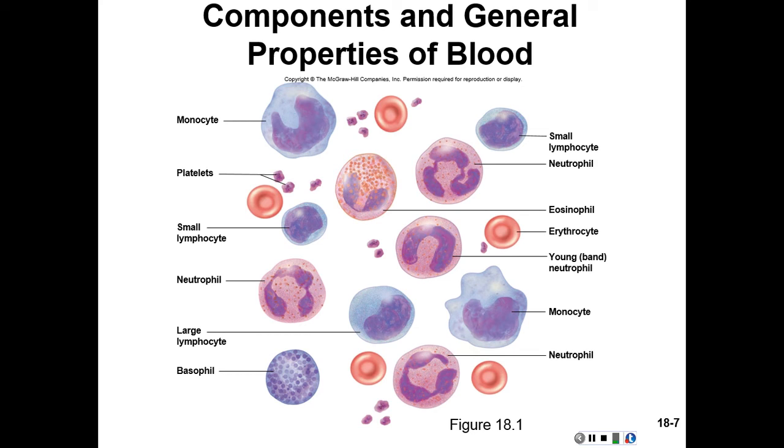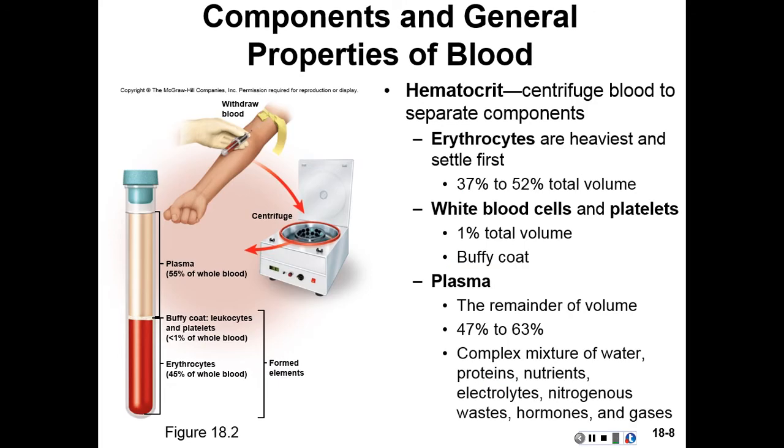When they talk about a CBC with differential, they're looking at the white blood cells, and the differential looks at the particular types: neutrophils, eosinophils, basophils, monocytes. It lets us know what type of infection we have going on, acute, chronic, bacterial, and or viral.